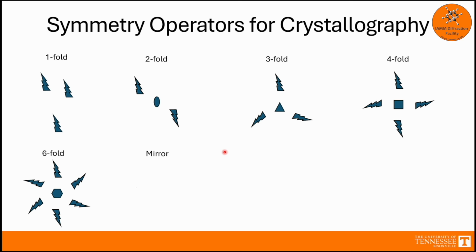Now next up we have a mirror. There's our mirror plane, so that we move it an equal distance from the mirror plane. But because this is a mirror, it must also be reversed.